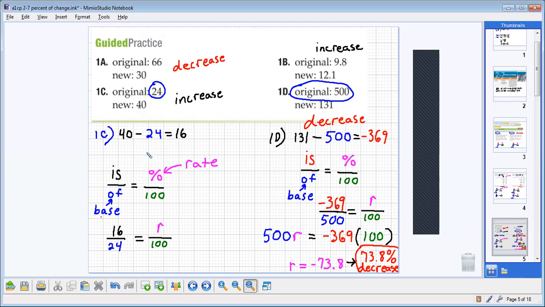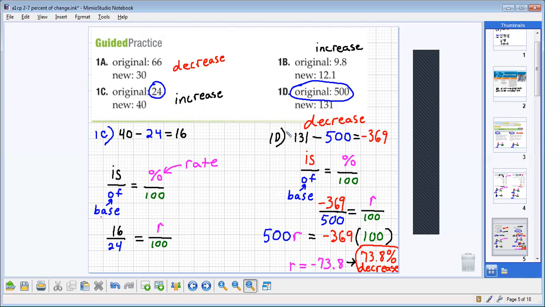But if you look at this, in 1C we took the new amount minus the original amount. So we know this is an increase problem. We had an increase of 16, and that 16 is going to go in the is space down here. We know our original amount was 24. So 16 is to 24, just as R is to 100. We use the cross product: 24 times R equals 16 times 100. Divide each side by 24 to get that rate of increase.